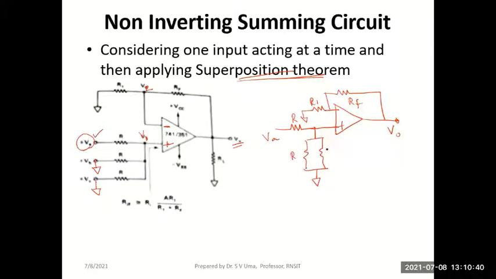What will be the value of the parallel combination of these two resistors? When I have two equal resistors in parallel, their parallel combination value is half of one of them. Two resistors in parallel, and that too when they are equal, the effective resistance is just R by 2. Now, I want to find what is the voltage at this point V1. How will I find the value of V1?